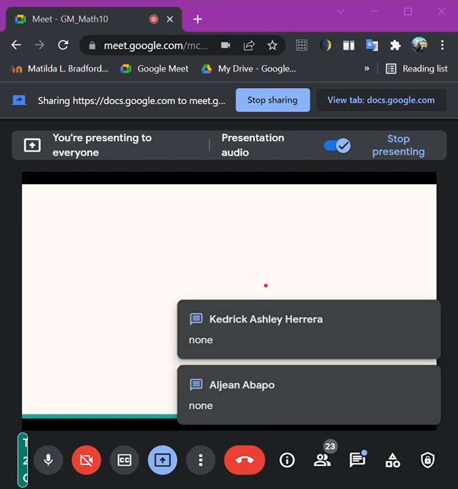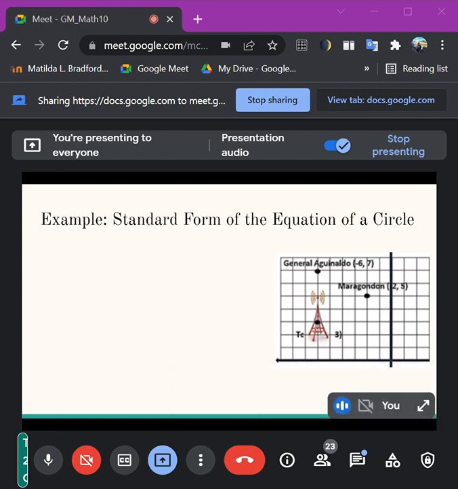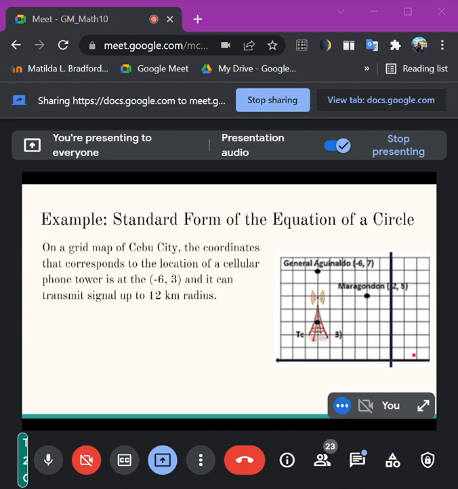So, now let's have the last example, class, for our standard form. I think this is the last. Or not yet, there are more examples. So, you have there a picture. On a grid map of Cebu City, the coordinates that correspond to the location of a cellular phone tower is at negative 6, 3. So, negative 6, 3, 1, 2, 3, 4, 5, 6, and then 1, 2, 3. So, this is it. And it can transmit signal up to 12 kilometer radius.